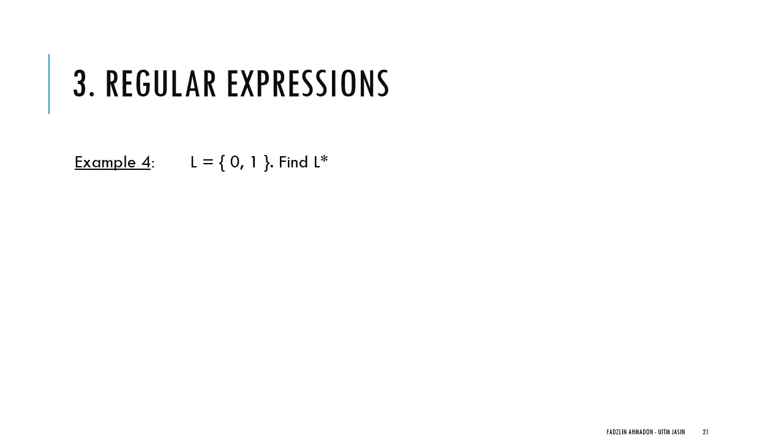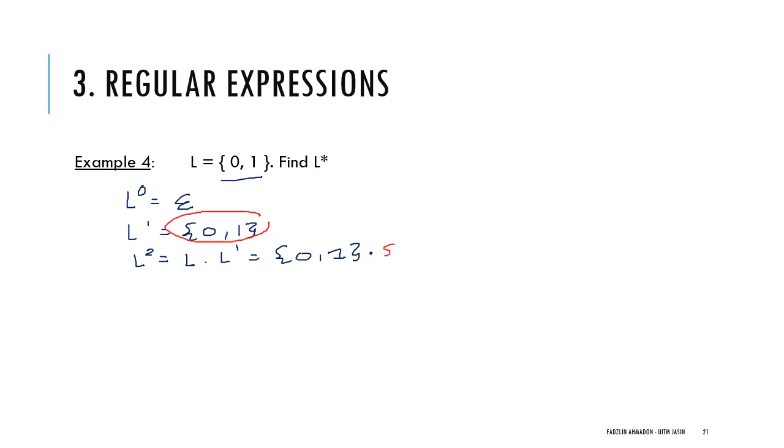Here I will demonstrate the Kleene star operation using example 4. Given a language with two elements, 0 and 1, find L star. So we will start, remember, with L to the power of 0, which is always epsilon. L to the power of 1 is the language itself, which is 0 and 1. L to the power of 2 is the language concatenated with L to the power of 1, which is 0, 1, concatenated with this.